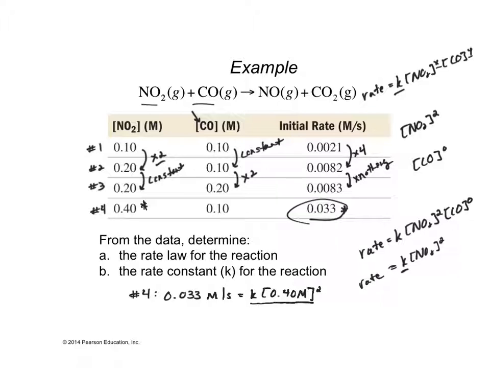To do that, I'm going to divide by 0.40 molar squared, 0.40 molar squared. And that's going to give me k equal to, and I've done this in theory, k equal to 0.21, but now I need to consider units because the units of k are very particular. Okay, so what do you think my units are going to be for this k?